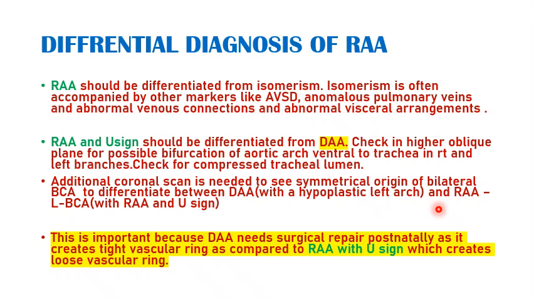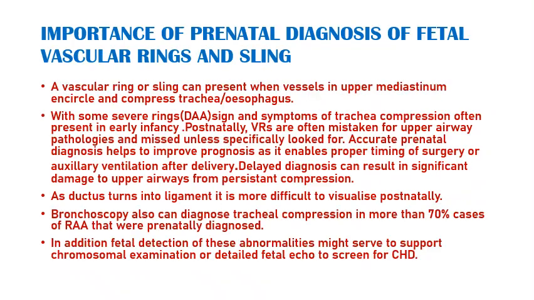Additional coronal scan is needed to see symmetrical origin of bilateral brachiocephalic arteries to differentiate between double aortic arch with hypoplastic left arch and right aortic arch with left brachiocephalic artery. This is important because double aortic arch needs surgical repair postnatally as it creates a tight vascular ring, as compared to right aortic arch with U sign, which creates a loose vascular ring.